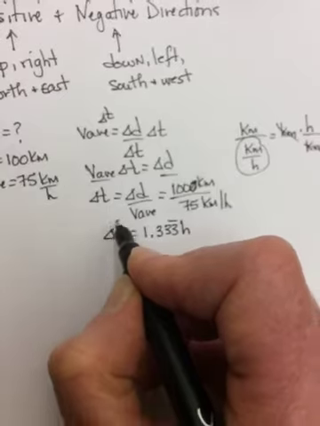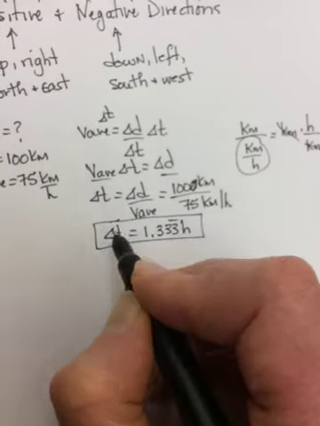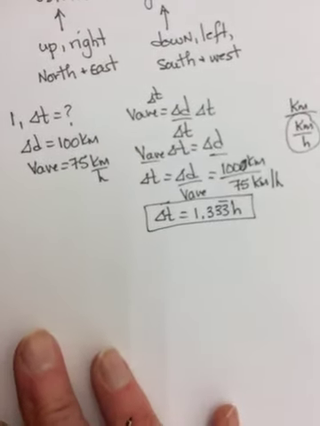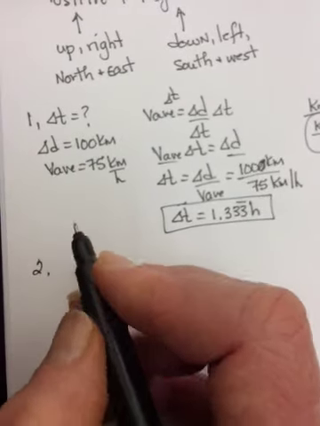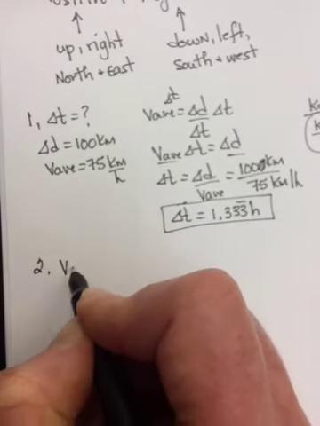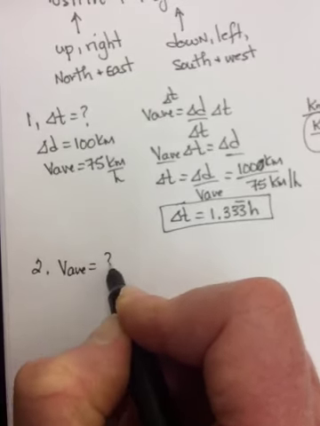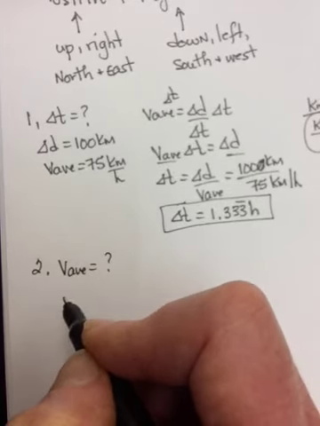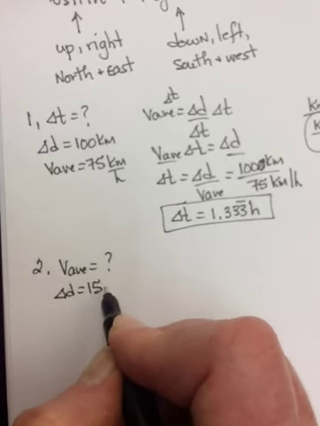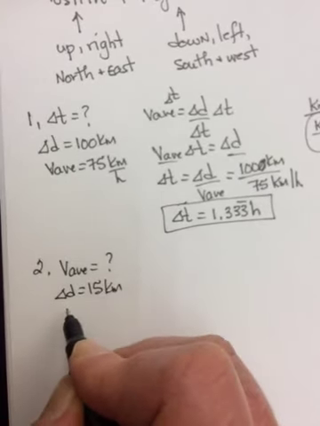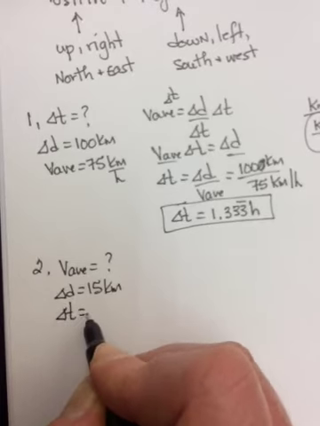You will be left with hours, which is what you should be left with because you're finding time. Number 2, how fast would you need to go? How fast? V, and I think it's a v-av, but I'll know for sure when we read a little more. How fast would you need to go if you want to go 15 kilometers, delta d, in 15 minutes, delta t?